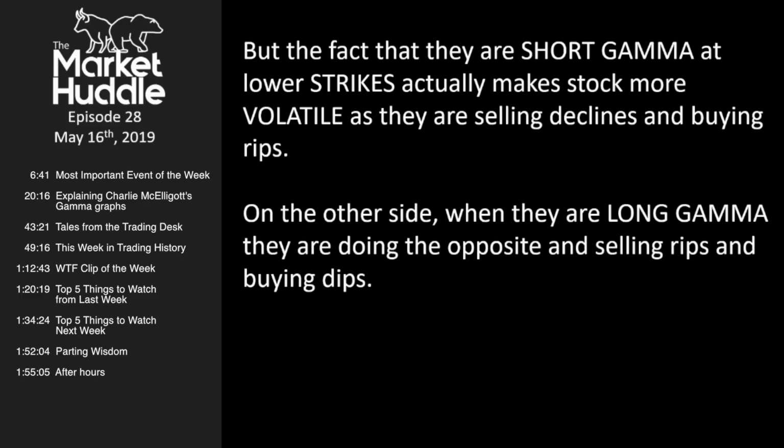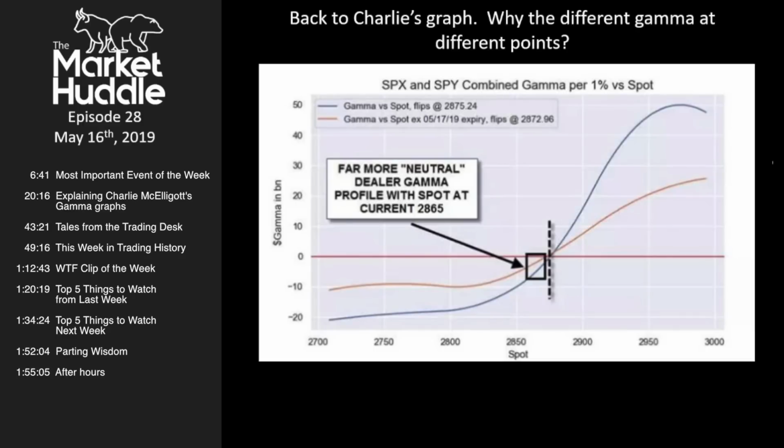Yeah, except that if we go look at Charlie's graph, and you're assuming we go up to 29 and a quarter, there's going to be lots of dealers with all sorts of gamma to the positive, and they're going to be selling every rip and buying every dip, and that's going to calm the market down. Absolutely right. Once we get up to north of 2,900, the market will calm right down.